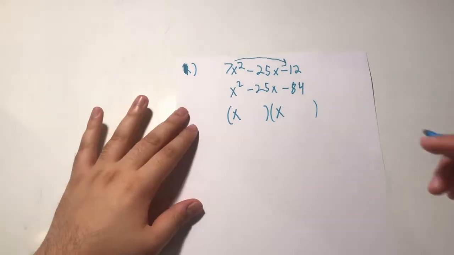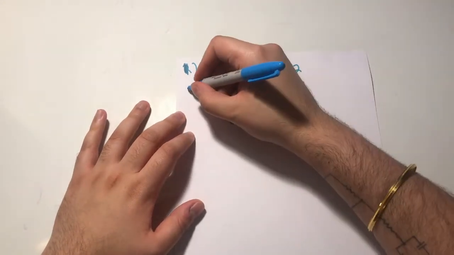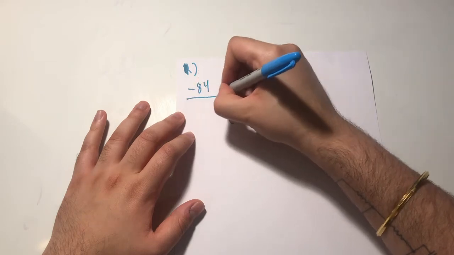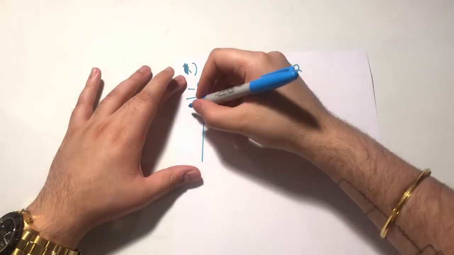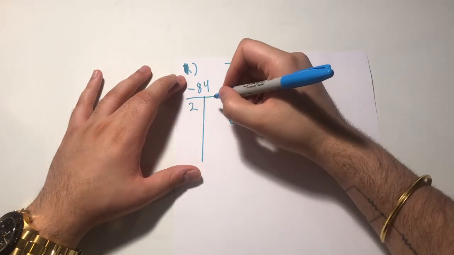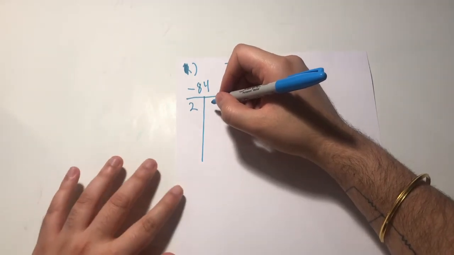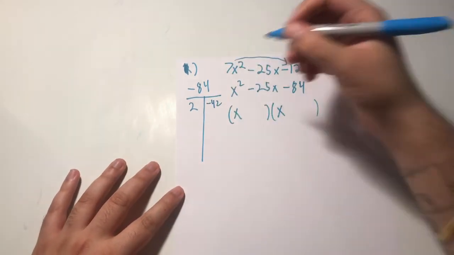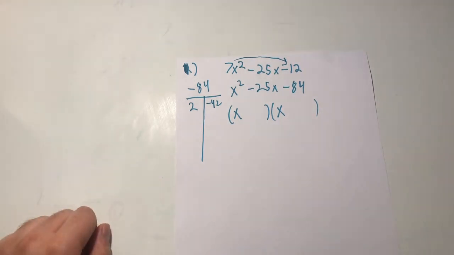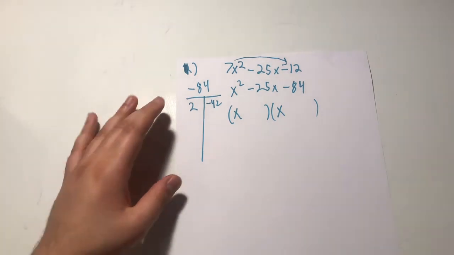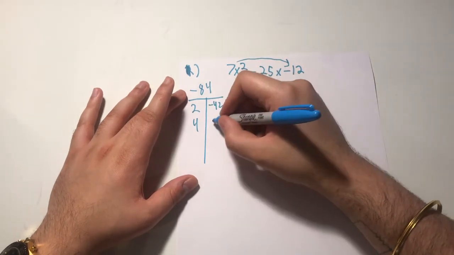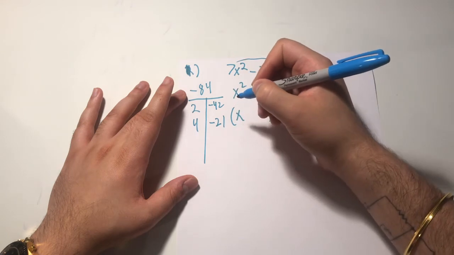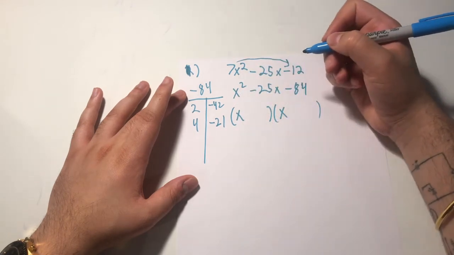What I like doing is typically making a table off to the side. Negative 84 up top. And I just start listing different factors of negative 84 and see what works. Like I know positive 2 and negative 42 multiply to negative 84. However, when I add those, I get negative 40, not negative 25. And I could try other things, like I know 4 goes into it, so positive 4 and negative 21, which gets you not negative 25 when you add them.